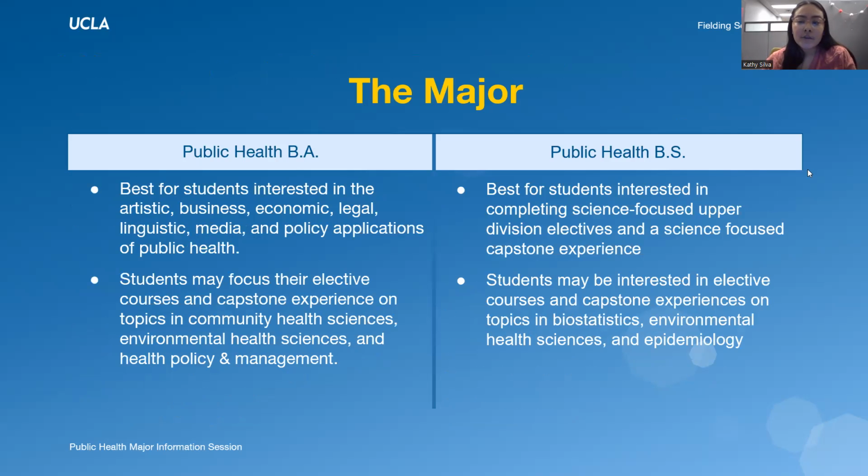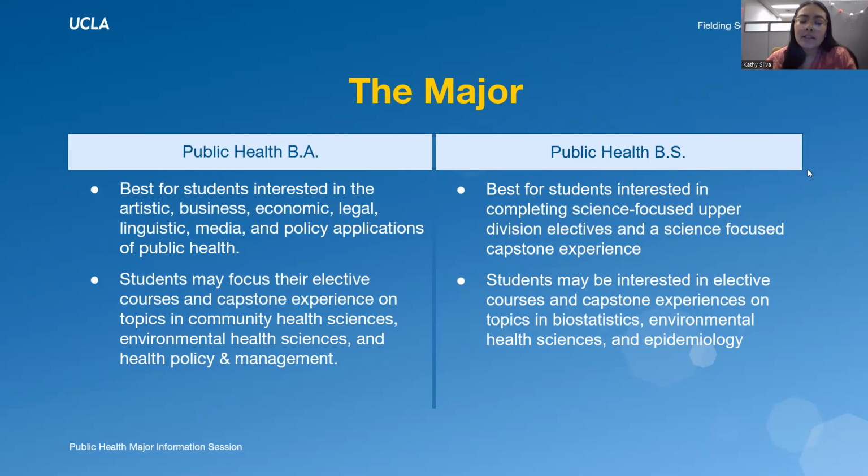So now to break down the two major programs, we have the Bachelor's of Arts. So this is best suited for students that are interested in the artistic, business, economic, legal, linguistic, media, and policy applications of public health. And these students typically tend to focus their electives and their capstone experiences in the departments of community health sciences, environmental health sciences, and health policy and management. The Bachelor's of Science degree is best suited towards students that are interested in more science-focused upper division courses and more of a science-focused capstone experience as well.